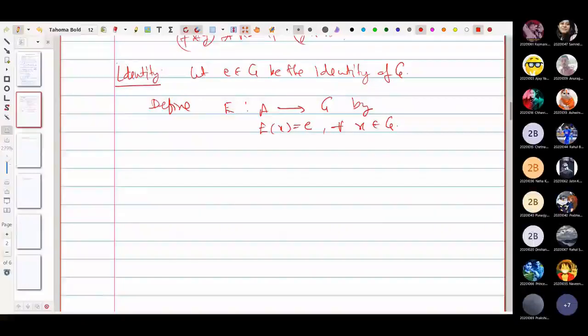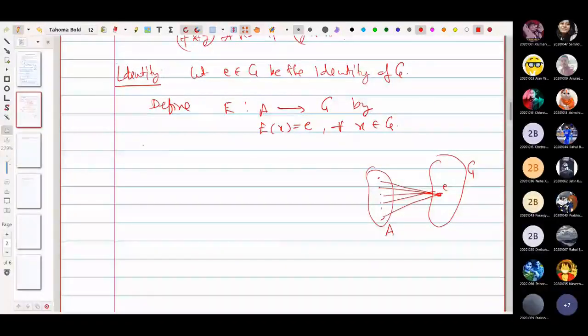One thing you should note is that not every function in capital F maps every element of A onto the identity. But we are selecting only that particular function which maps every element of A to the identity. Here we have G, a group, and here we have A; there are many elements, and they are all mapped to the identity. It's a constant function, a many-to-one function.